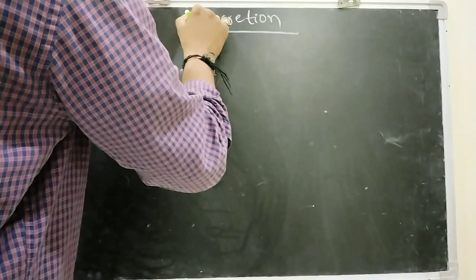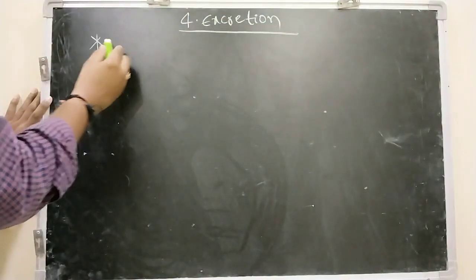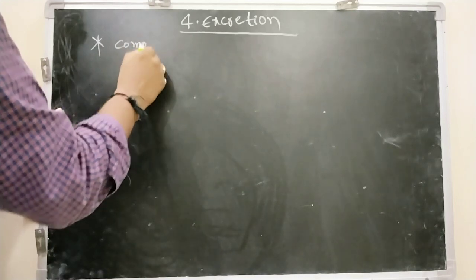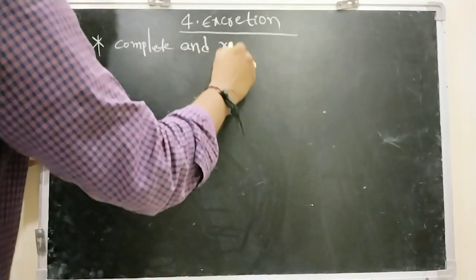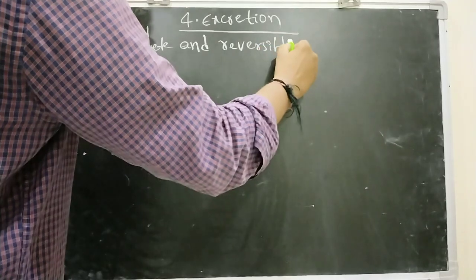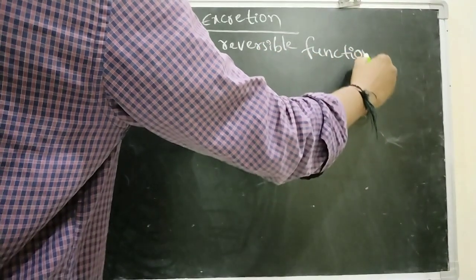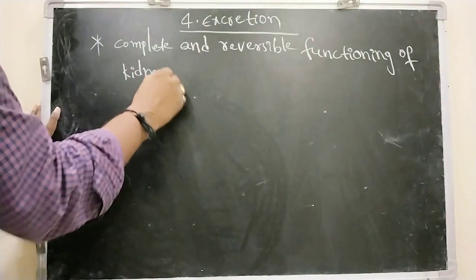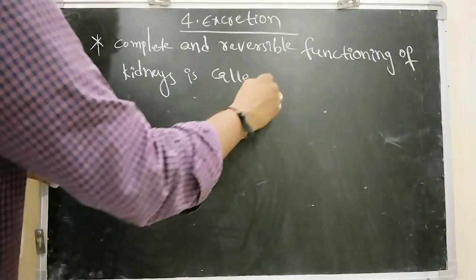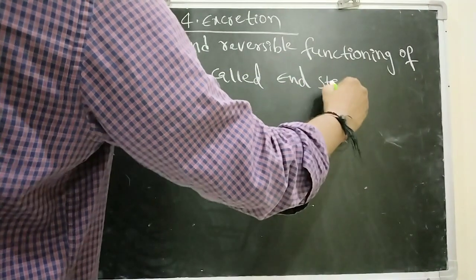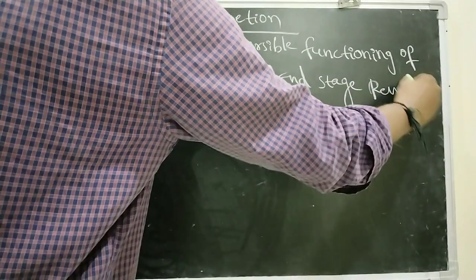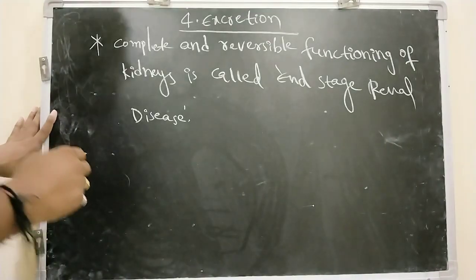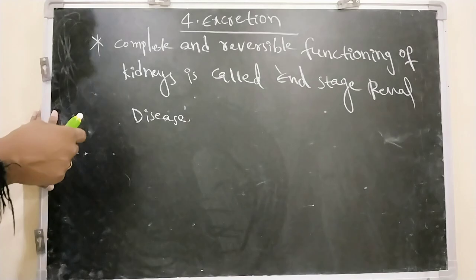The topic is about dialysis. Actually, when both kidneys fail, meaning complete and irreversible functioning of kidneys, it is called end stage renal disease.